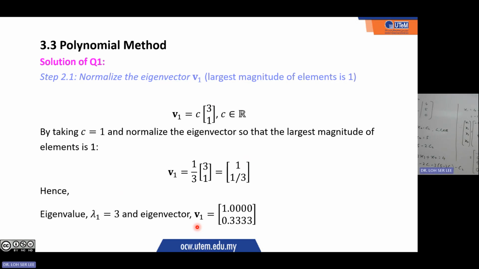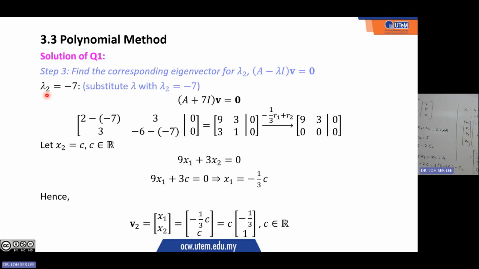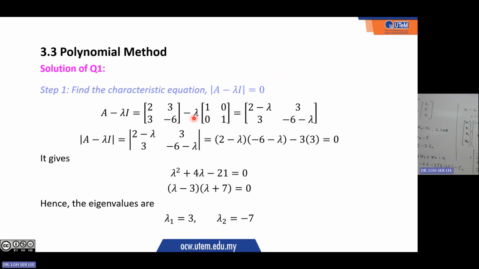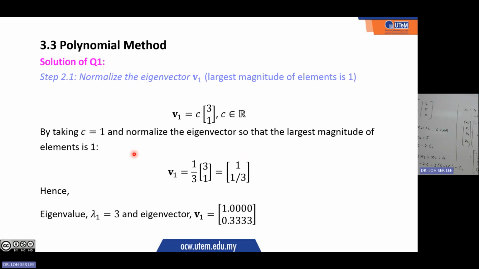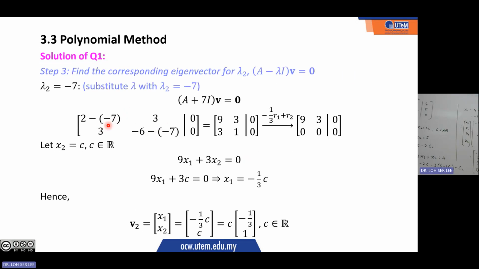Next we look at the second lambda. You repeat the same way. You substitute lambda into here. The second lambda is negative 7. So 2 minus negative 7, and negative 6 minus negative 7, which is 1. So this is the matrix on the left. This is an augmented matrix. Remember, you have to form an augmented matrix where the right-hand side is all zeros. Simplify, and you get this augmented matrix.